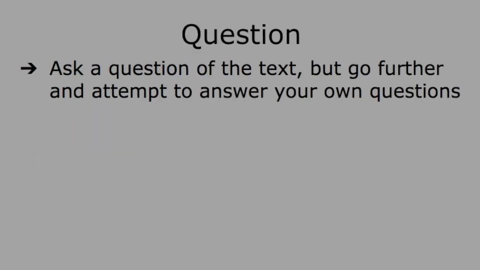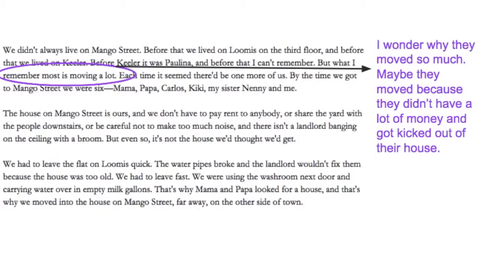So a question is pretty easy. You can ask a question of the text, but make sure, just like that last example, you attempt to answer it. So like, for instance, I wonder why they move so much. There should be a question mark there. Maybe they moved because they didn't have a lot of money and got kicked out of their house. So, there's a question, there's an attempted answer. That's a good use of a question as an annotation.